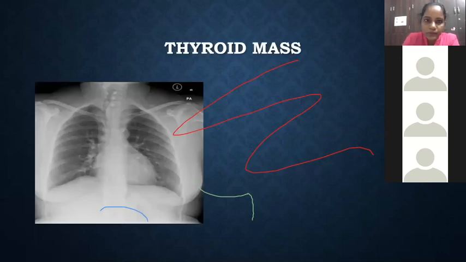So this is a thyroid mass. You can see the thyroid mass with deviation of the trachea to the other side. So we can see the soft tissue mass in the neck area, and this has pushed the trachea to the right side.